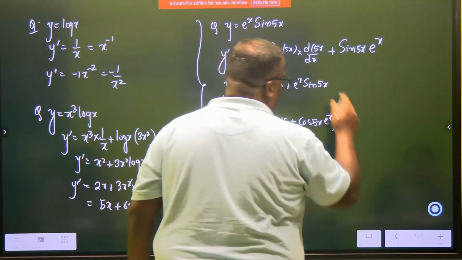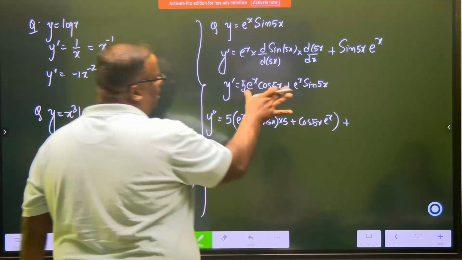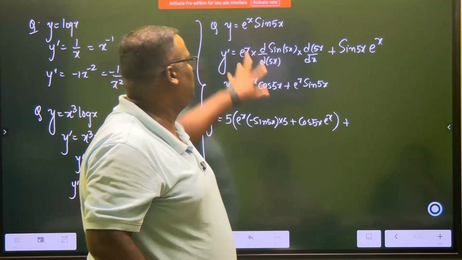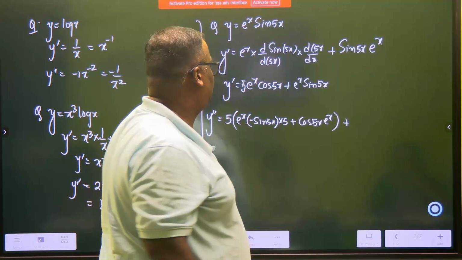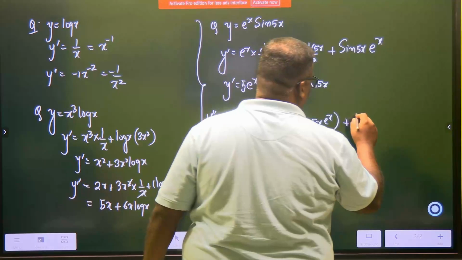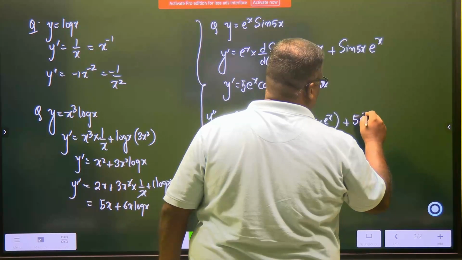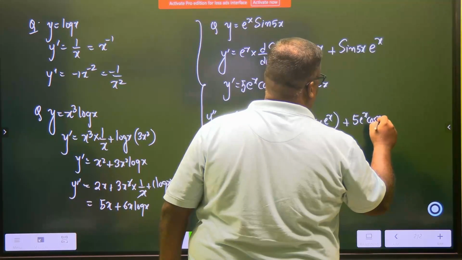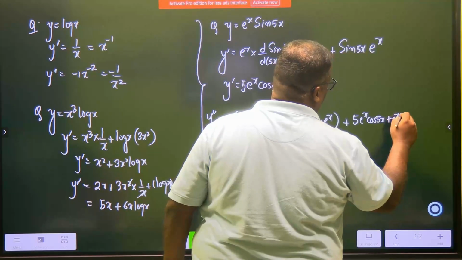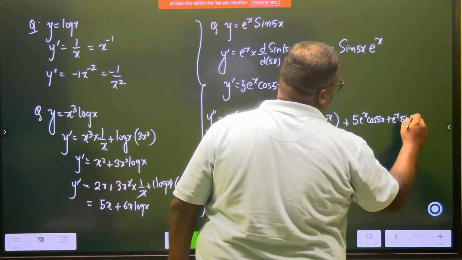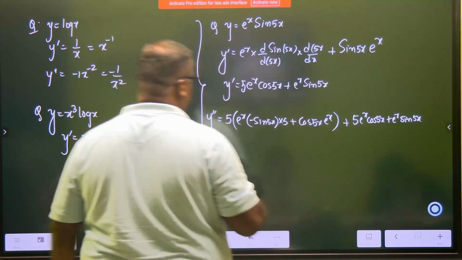So if you try to differentiate this, it will be this only, right? This function, if you differentiate, is this. So you can just write 5 e to the power x cos 5x plus e to the power x sine 5x. Now let's clean it.